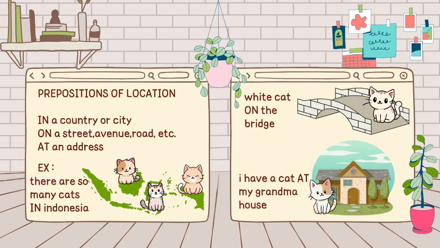Preposition of location. For example, there are so many cats in Indonesia. White cat on the bridge. I have a cat at my grandma's house.